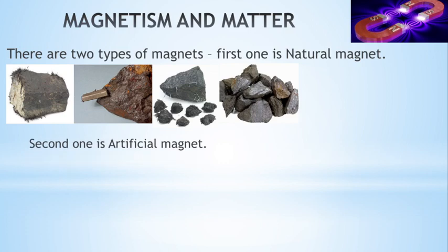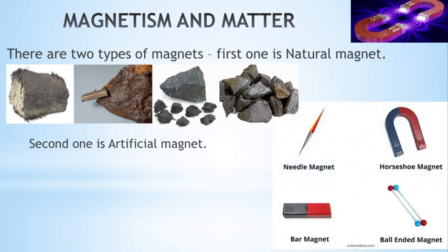And the second type of magnet is called artificial magnet. Okay, see here, these are artificial magnets, that is a needle magnet, and this one is a horseshoe magnet, and this is a bar magnet, and this one is a ball ended magnet. These are the main types of artificial magnet, and these are the natural magnets. These natural magnets are not found in all places.